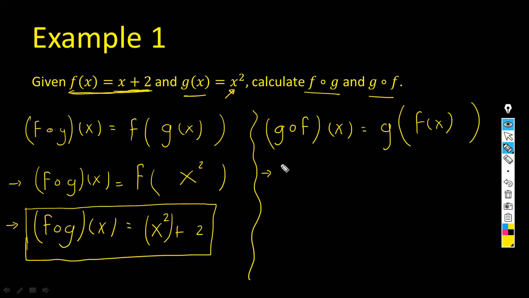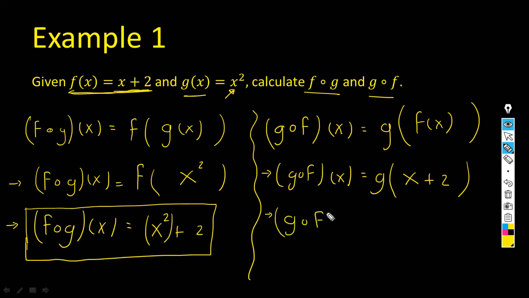So let's continue working. g of f, or g circle f of x, is g evaluated in f of x. But what is f of x? f of x is equal to x plus 2. So I'm going to put that value in here. g circle f of x is equal to g evaluated in x plus 2. But what is g?